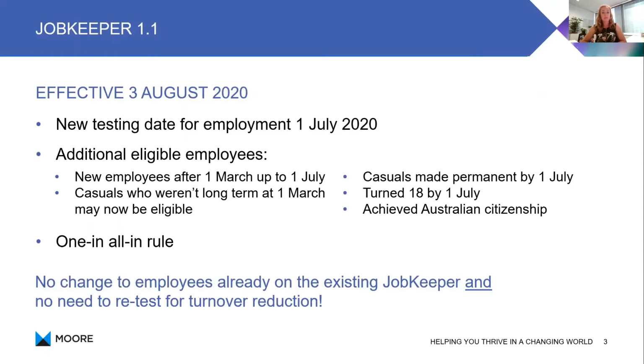Perfect. So remember that there is a one-in, all-in rule. And that means that you actually didn't have a choice. You needed to provide those eligible employees that became eligible with the nomination form and go through and put them on JobKeeper. Okay. Now, there was no need to retest to bring those employees in. You were already in JobKeeper 1, so there's no retesting. It is an employment and eligible employee test date change.